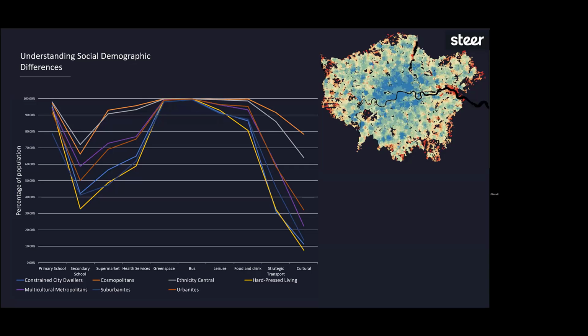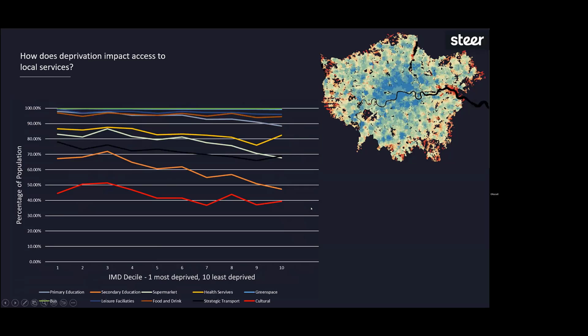So we've got the group hard pressed living here, for example, which is this yellow line here, consistently scores the worst in terms of access to services. So that's something that policymakers might be interested in understanding, where there are different levels of access by different user needs and user personas. We also had to look at different levels of the index of multiple deprivation data.